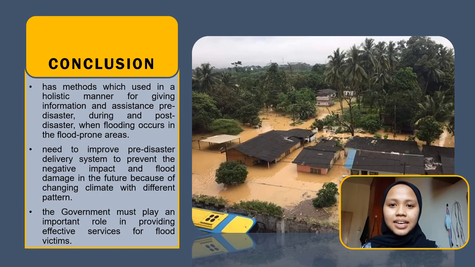In conclusion, our country has measures which use methods in a holistic manner for giving information and assistance pre-disaster, during and post-disaster when flooding occurs in the flooding-prone areas. And Malaysia also needs to improve pre-disaster delivery system to prevent the negative impact and flood damage in the future because of changing climate with different pattern. And lastly, the government must play an important role in providing effective service for flood victims.